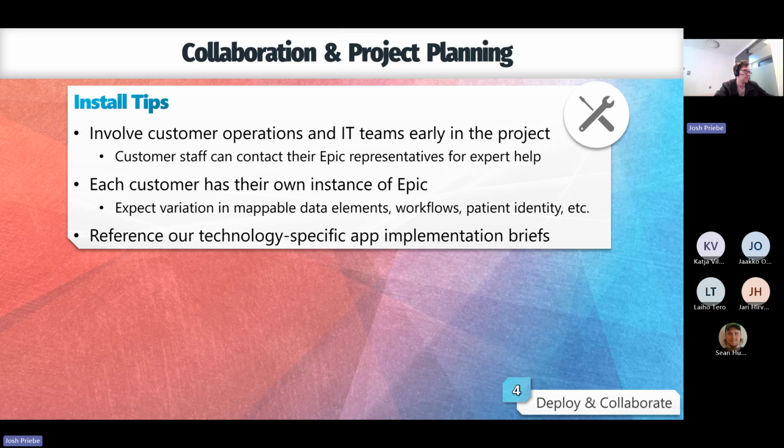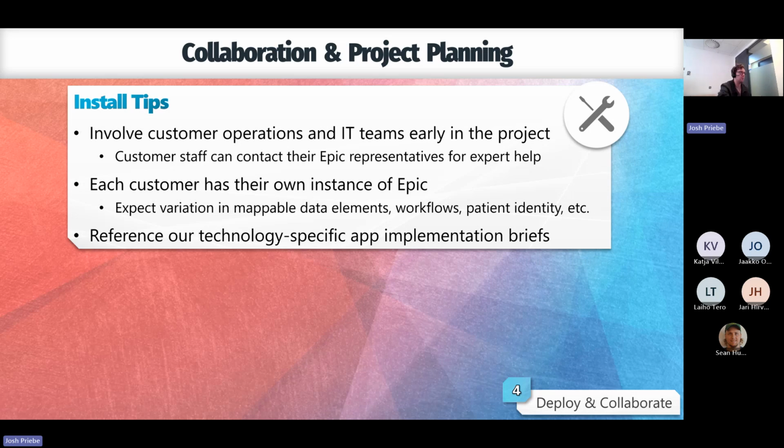Another thing to mention is each customer has their own instance of Epic, including Apotti, which has been heavily customized for the Finnish context. So expect differences and variations in specifically the mappable data elements; medication codes are wildly different across locales. A lot of the core structure will be the same as what you can expect from our FHIR APIs, but a lot of the codes and mapping tables will be different. So expect some variation there.